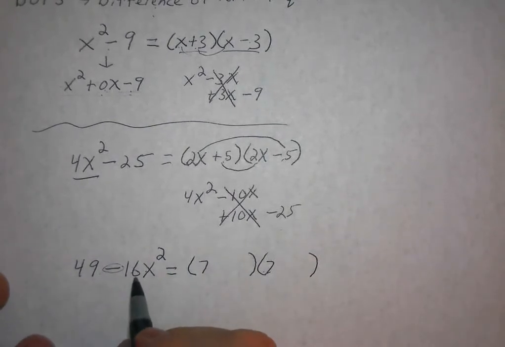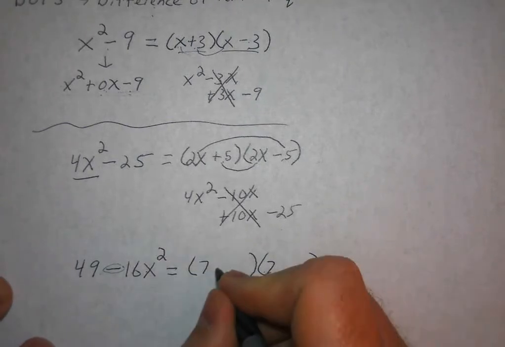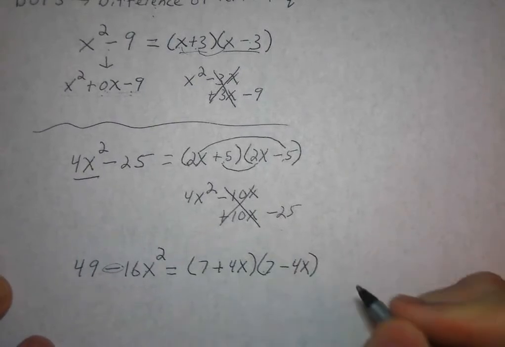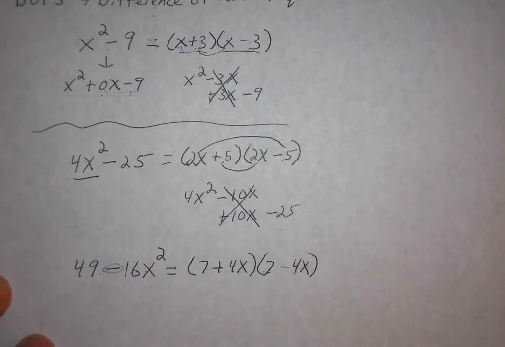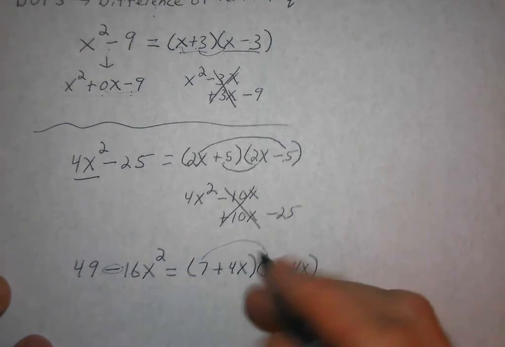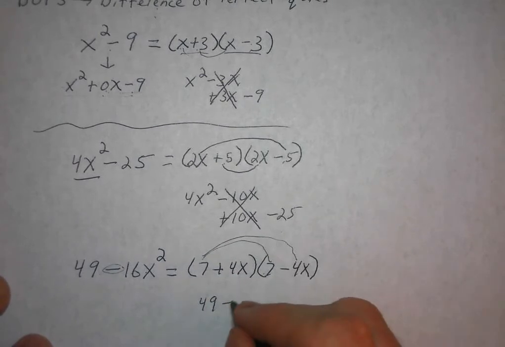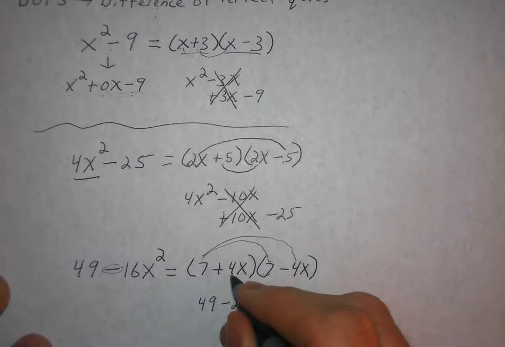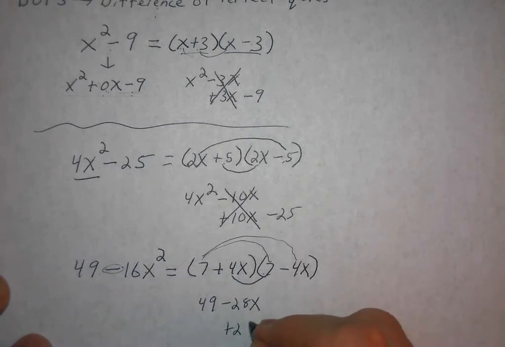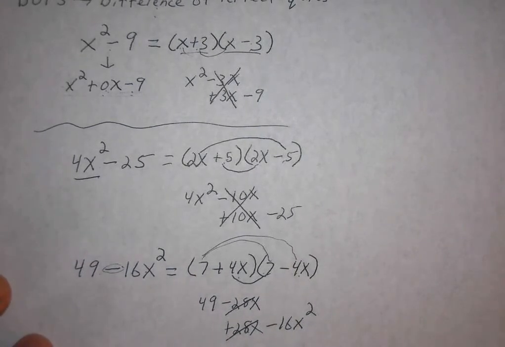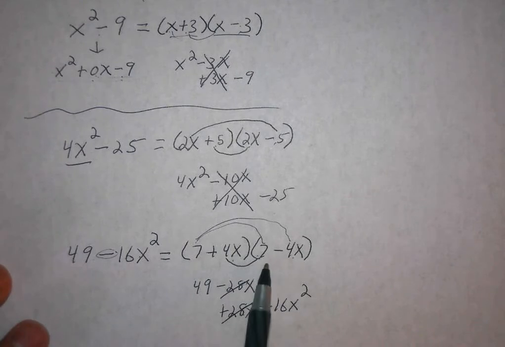Now, what multiplies to get negative 16x squared? Positive 4x times negative 4x. And if we check it out, 7 times 7 is 49. And then 7 times negative 4x is minus 28x. Inner terms, 4x times 7 is positive 28x. Notice they're going to cancel out, or add to 0. And then 4x times negative 4x is negative 16x squared. So that actually works as difference of perfect squares.